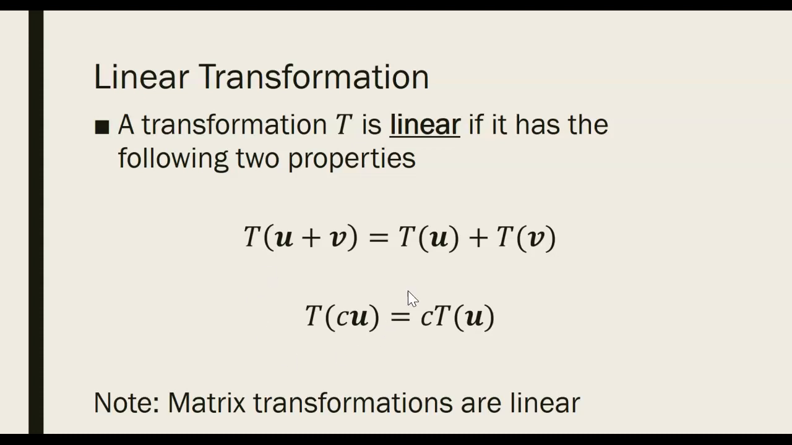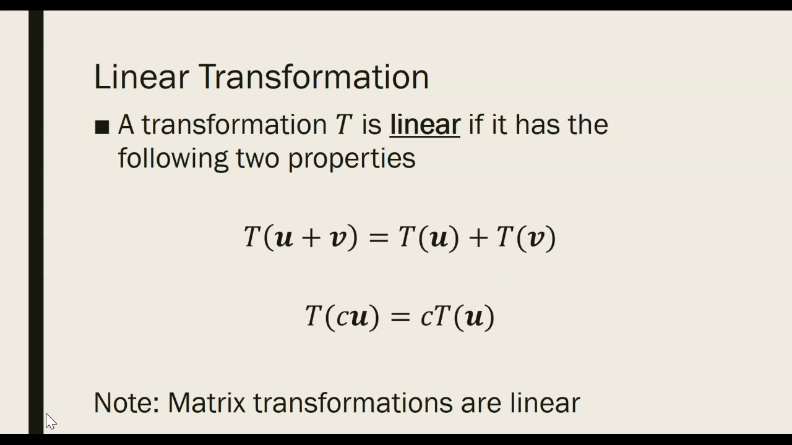Now, if you think about what's happening here, it's preserving additions and it's preserving scalar multiplications. And so what linear transformations do is they preserve the linear combinations of vectors. You could put these two properties together and write a linear combination of u and v, and that would look like a linear combination of their images.